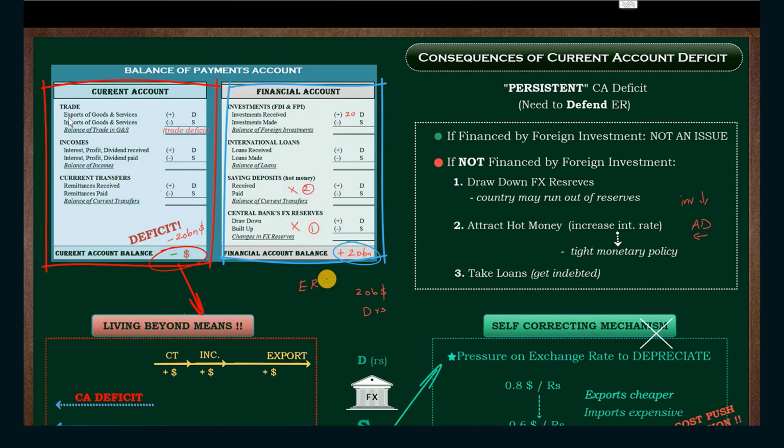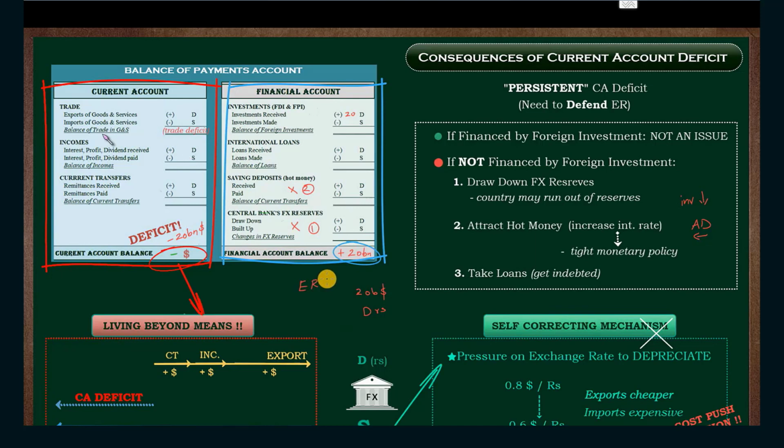And if you simplify it even more, basically the root cause of the problem is that countries that usually have current account deficits import too much. So every year they spend too many dollars and they don't export enough, and therefore they can't earn enough dollars. So that is the root cause of a current account deficit.